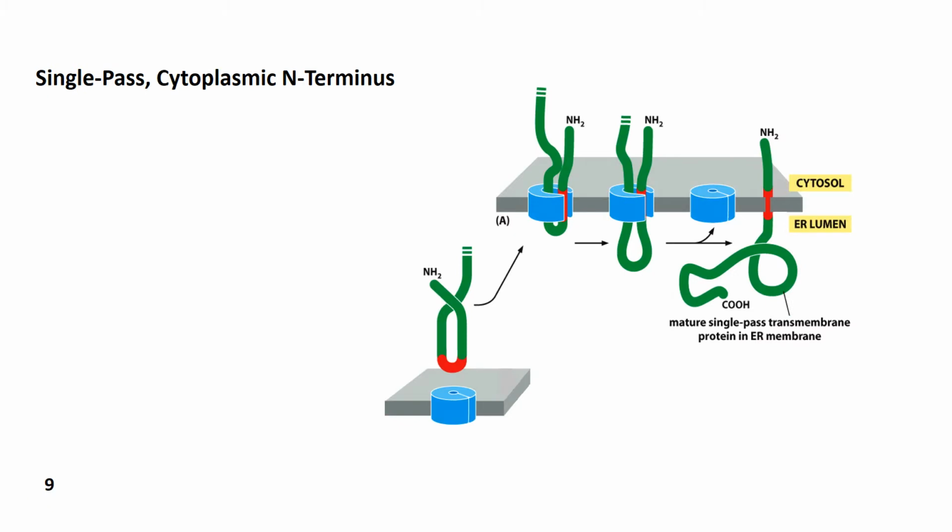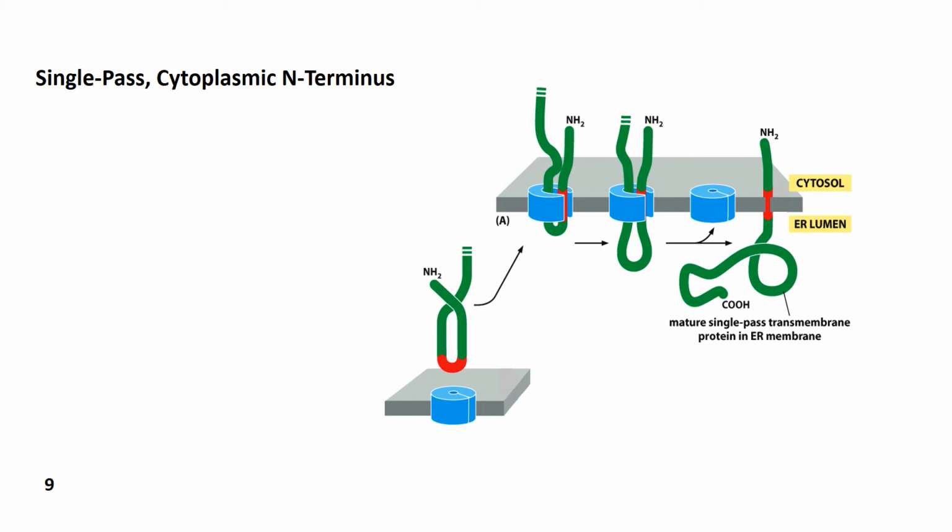The second option is for the protein to be oriented in the opposite direction, with the N terminus in the cytoplasm. This can and does occur, but it cannot happen if the signal sequence or the signal peptide is at the extreme amino terminal end of the protein.